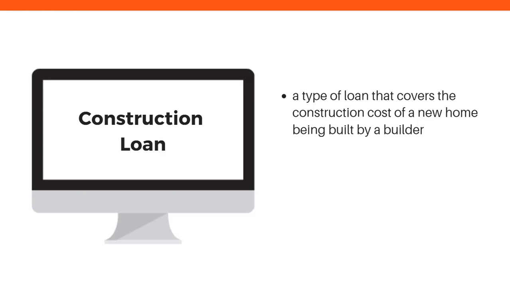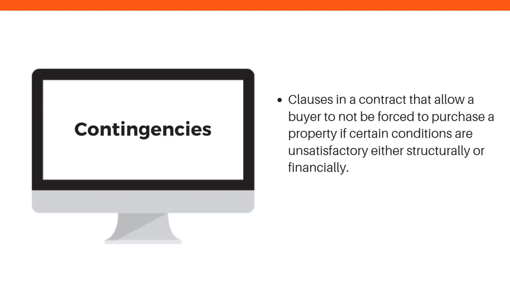Construction loan. This is a type of loan that covers the construction cost of a new home being built by a builder. So if you're going to build a house, you have to go out and get a construction loan to do so. Contingencies. These are clauses that get put into different contracts that allow a buyer to not be forced to actually purchase a property if certain conditions or contingencies are unsatisfactory, either structurally or financially.